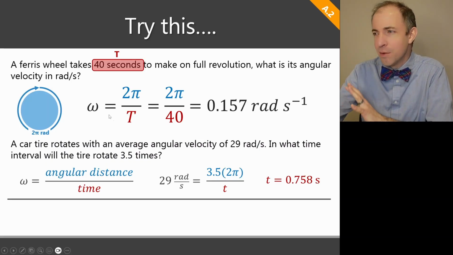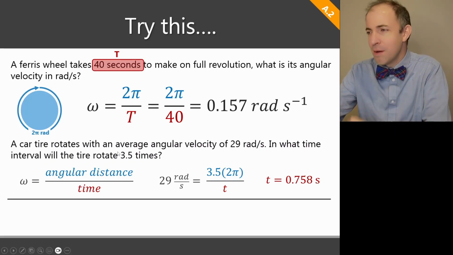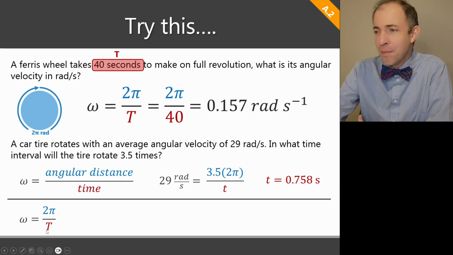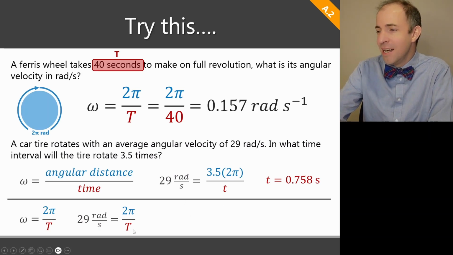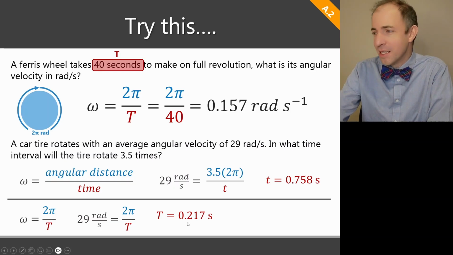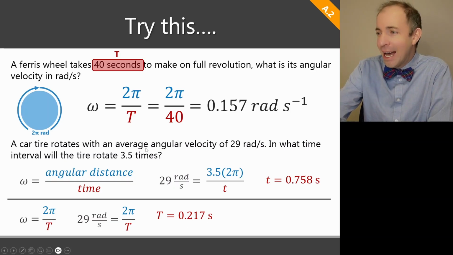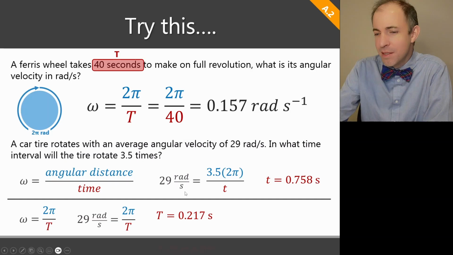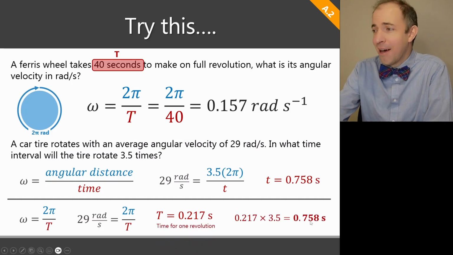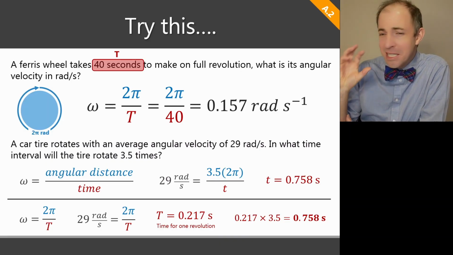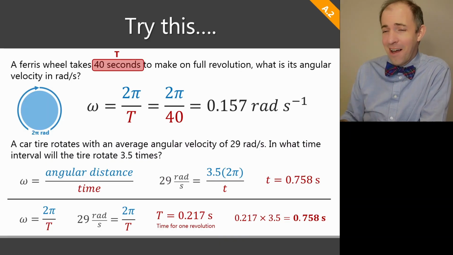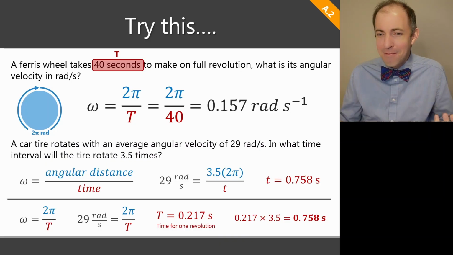If I did the same thing using my definition of one time around, I could say omega is 2 pi over t. In this case, omega was 29, which is equal to 2 pi over capital T. Notice the difference, capital versus lowercase. This is the time for going around once, which is 0.217, but I'm asked to find the time to go around 3.5 times. So I'll just multiply that by 3.5 and I'll get the same number. So there's a couple different ways you can solve these. Just think about it as radians per second. Figure out how much of the circle you're talking about and then time it appropriately.